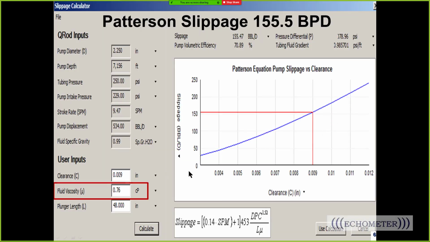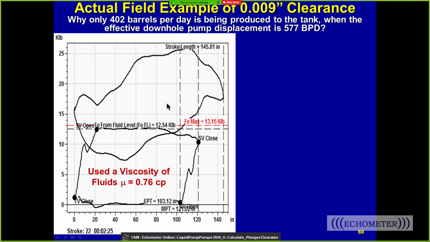And here is our slippage calculation for this well, with 0.76 and 155 barrels a day, with the Patterson slippage equation for that well. And here's his data. Now this data was shown in a previous presentation, and it's in your folder called Liquid Pumps, the 6th session in Ask Echometer on pump clearance. The operator acquired this data at the well, and his question was, why am I only getting 402 barrels a day at the surface when this pump displacement should be 577 barrels a day?